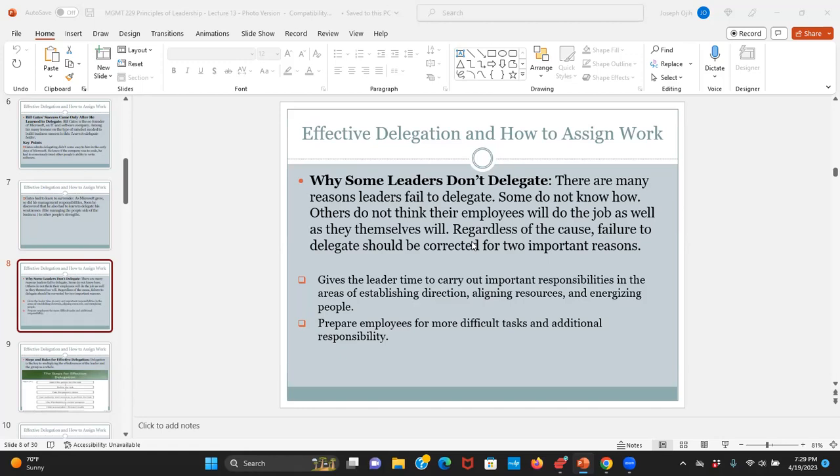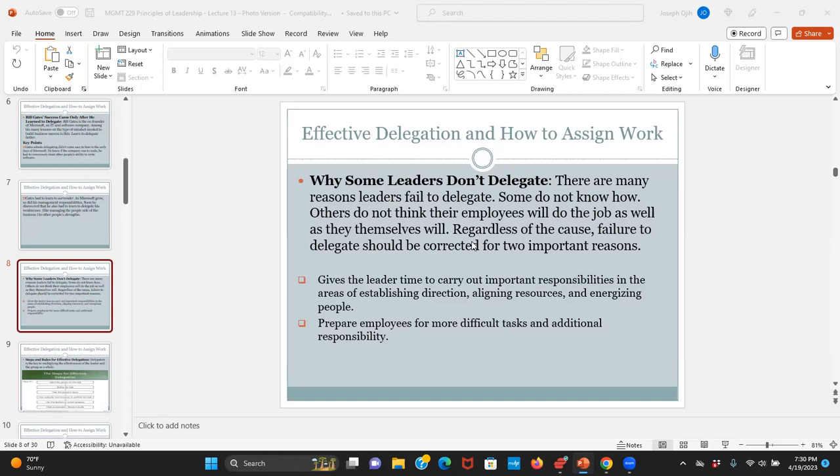The second one is that delegation helps prepare employees for more difficult tasks and additional responsibility. Which means that employees who are bored and underused can often come alive when important jobs are delegated to them. So it is very good for employees, not only for mental health but also job performance. I'll put it that way.